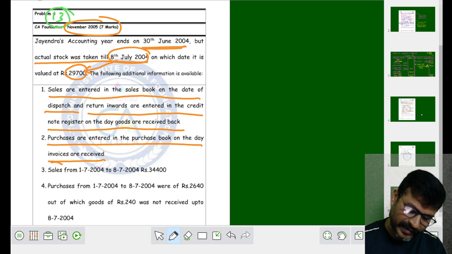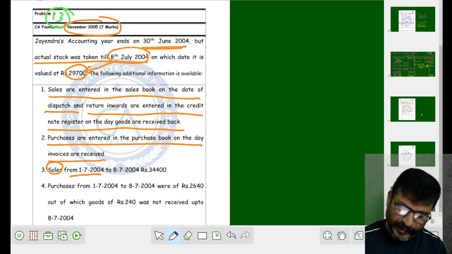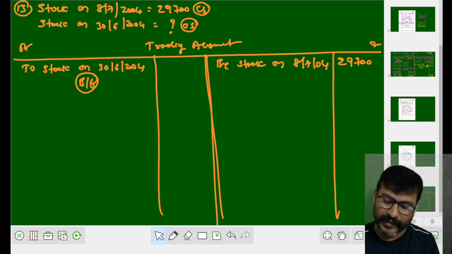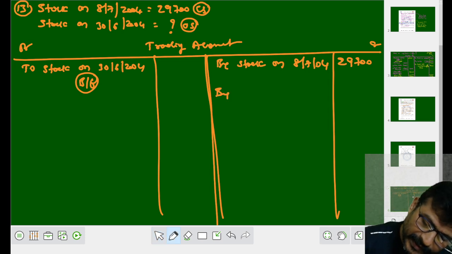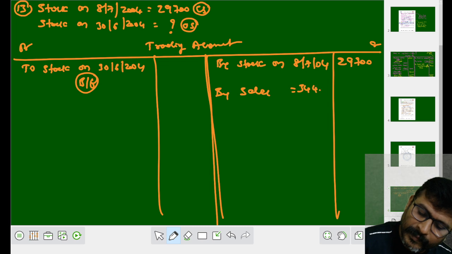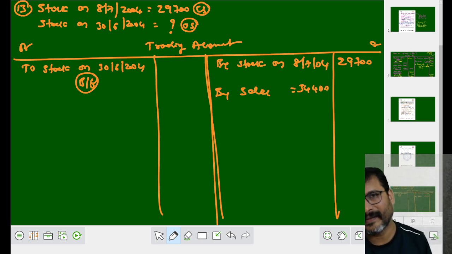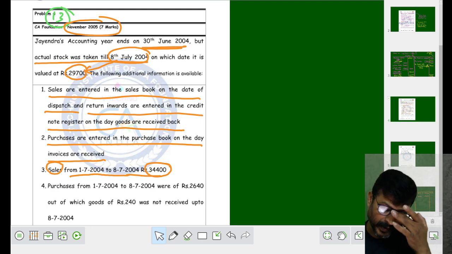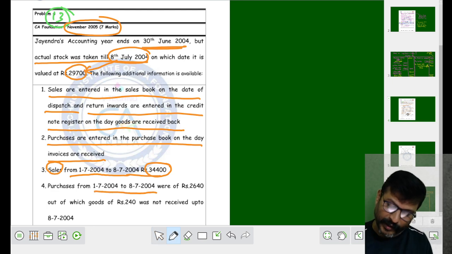Now we have sales. Sales from 1st April 4 to 8th April 4 is 34,400. Now where to record the sales? We have to record the sales on the credit side, by sales. Preferably I take it in the inner column. If there are any sales returns not included, we have to make the adjustment.